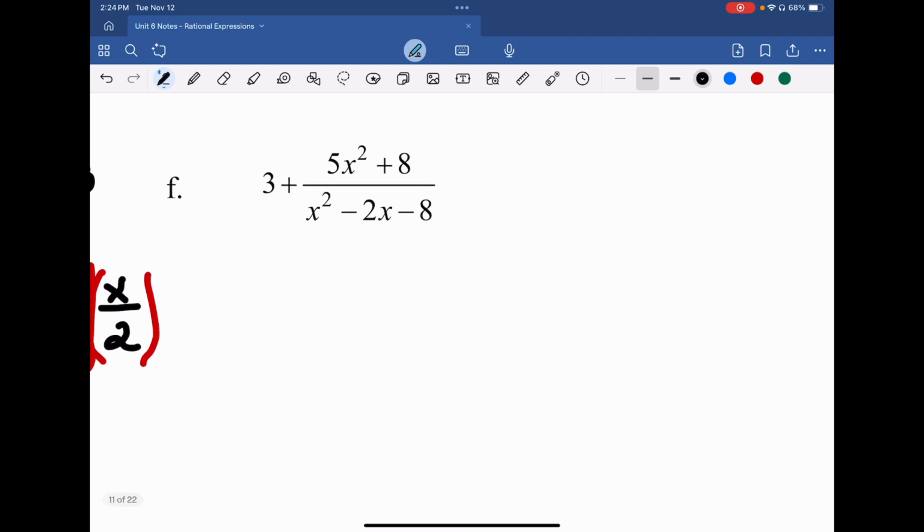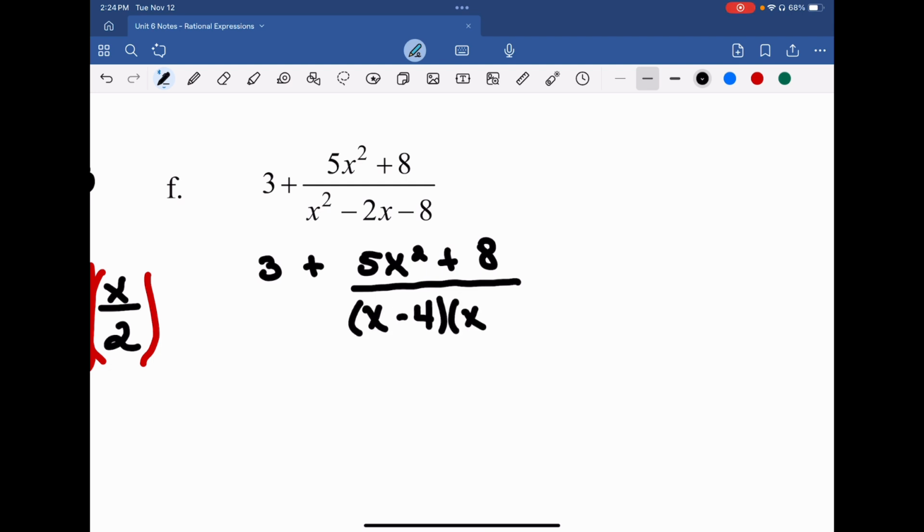So I'm going to write this as, and actually because it's by inspection, why don't we just do it right below here? This is going to be 3 plus, in the numerator, 5x squared plus 8. Nothing I can factor there because it's an even and an odd, and there's no x's shared on both. Divided by, in the denominator, this is by inspection. If I need to multiply to make -8, but add to make -2, the two numbers that do that for me are x minus 4 and x plus 2.